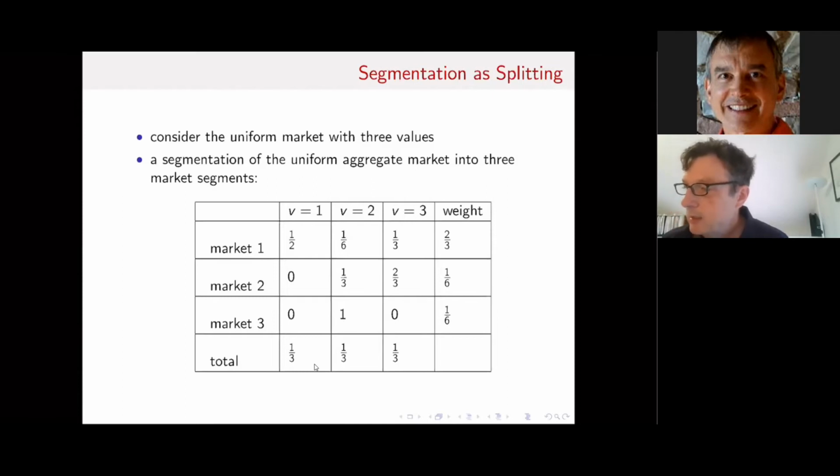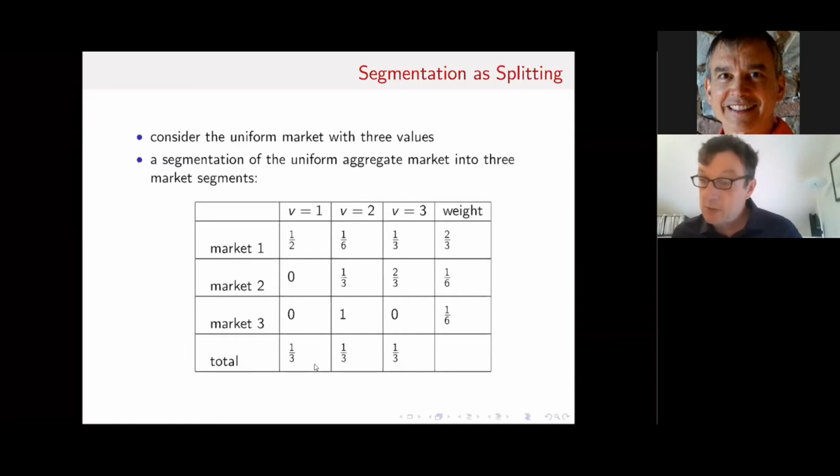In market 1, the composition now shifted away from the middle point and gave more to the low valuation and less in market 2. It's a market that has more of the high valuation bidder, and market 3 has only the middle valuation bidder. Okay. Now, each market, as I described it here, forms a probability distribution, right? So if you sum up every row separately, it sums up to 1. So it's a well-defined market.